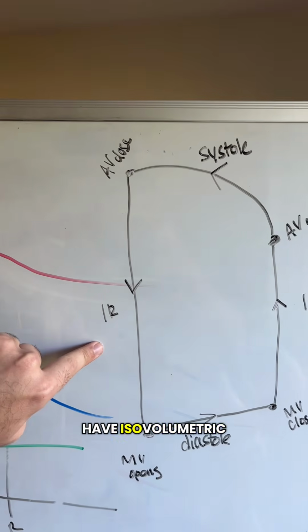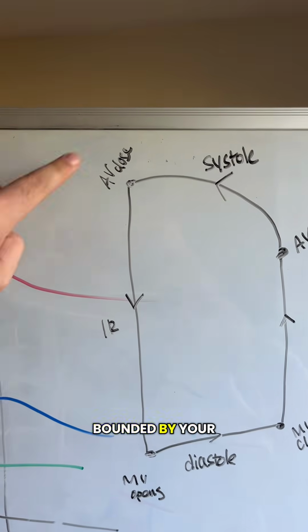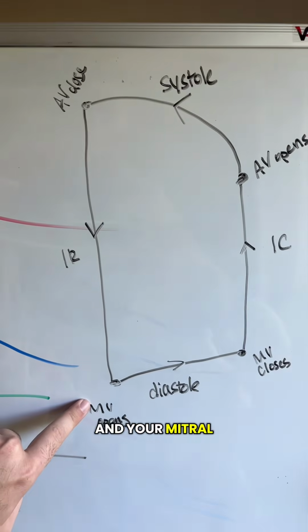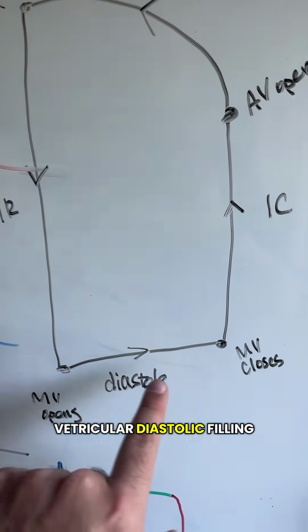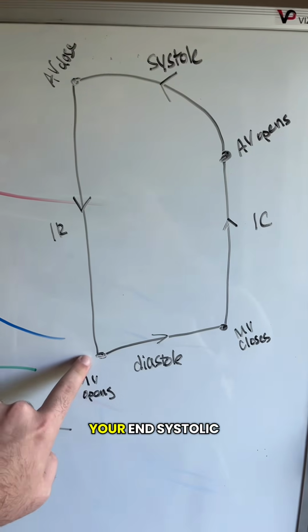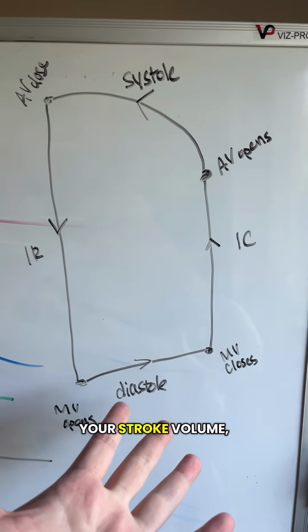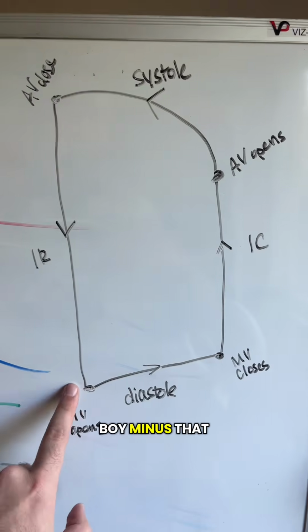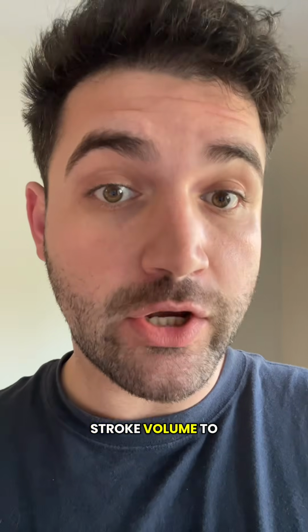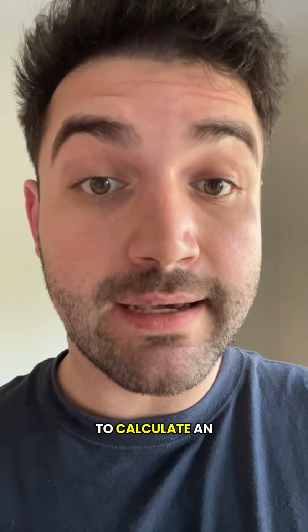Same here. You have isovolumetric relaxation bounded by your aortic valve closing and your mitral valve opening. And then obviously ventricular diastolic filling on the x-axis. This will be your end systolic volume. This is your end diastolic volume. So if you wanted to calculate your stroke volume, it's just going to be this bad boy minus that bad boy. And then you can compare your stroke volume to your end diastolic volume to calculate an ejection fraction.